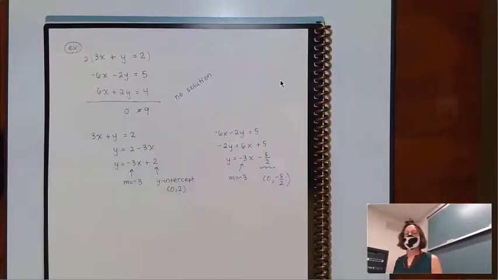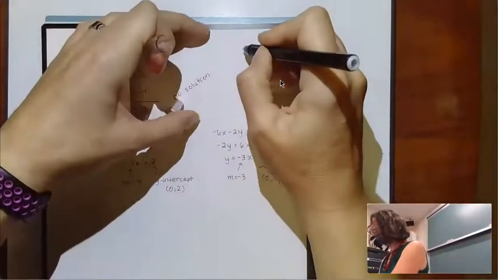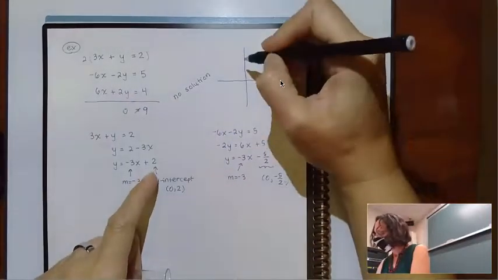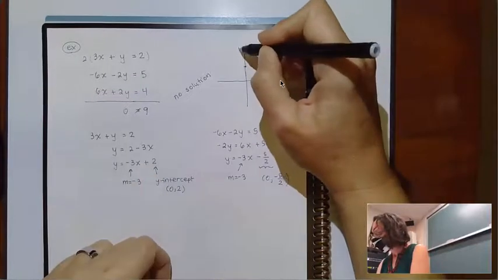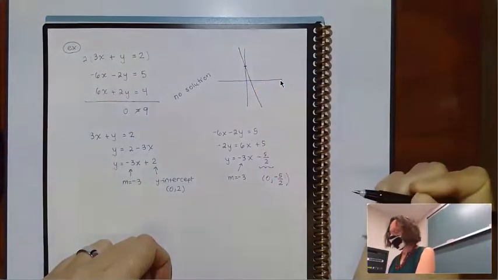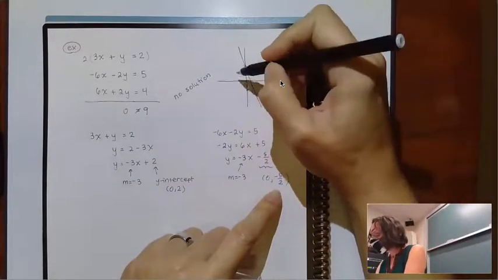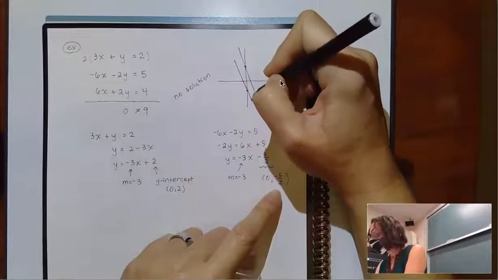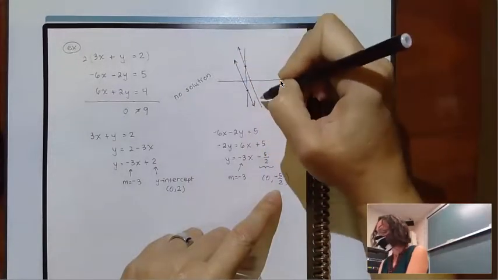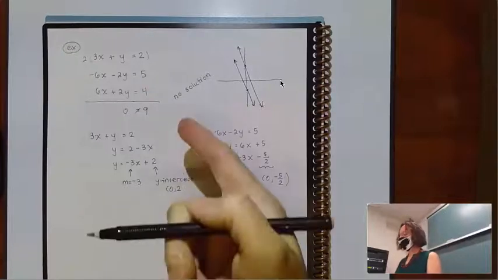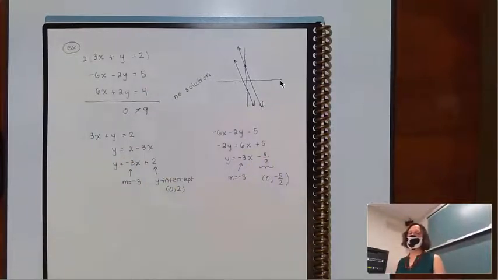So if I were to graph these two lines on the same axis, this one has a y-intercept of positive 2 and a slope of negative 3. This one has a y-intercept of negative 5 halves and a slope of negative 3. So these two lines are parallel. And if they're parallel, it means they're never going to cross. So we don't have a solution because the slopes of these two lines are the same and they're parallel.